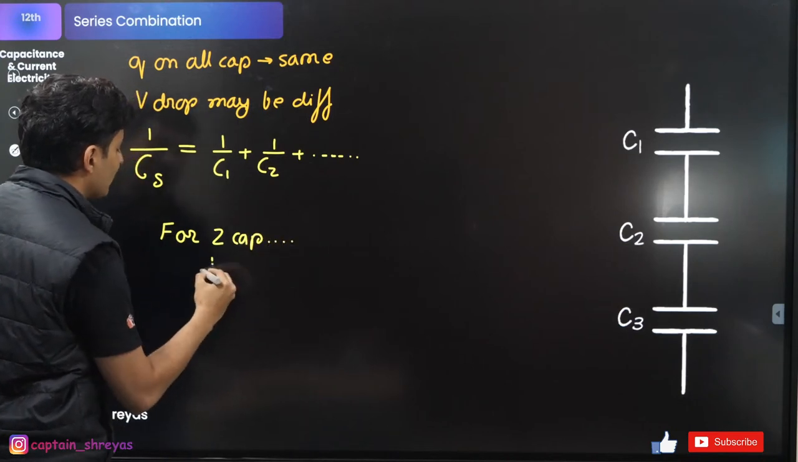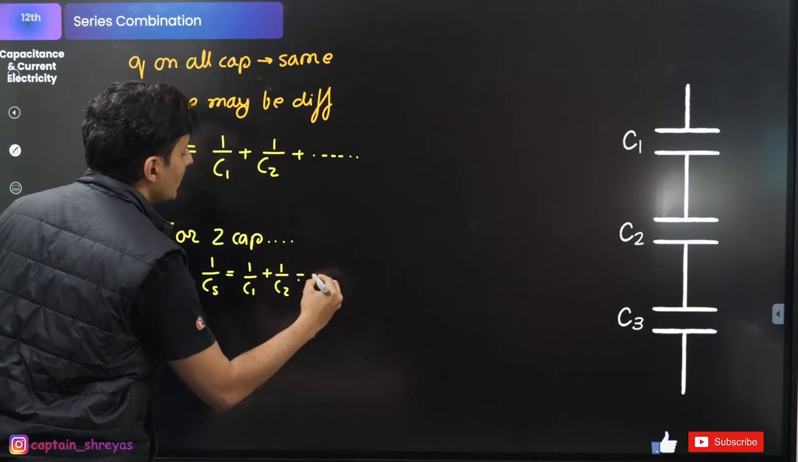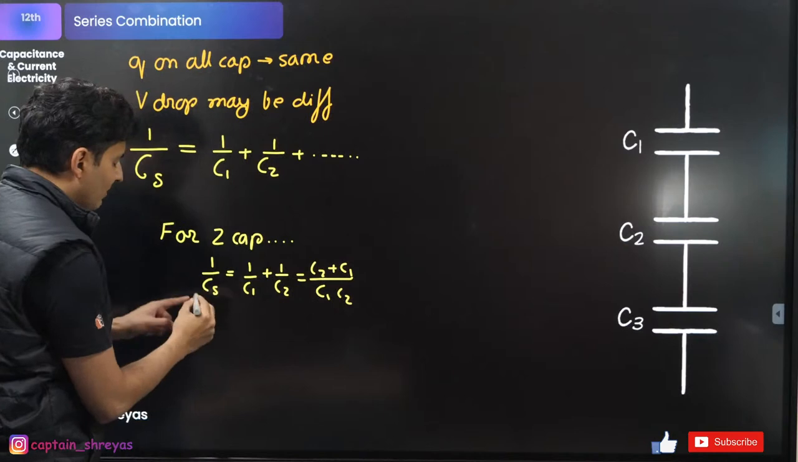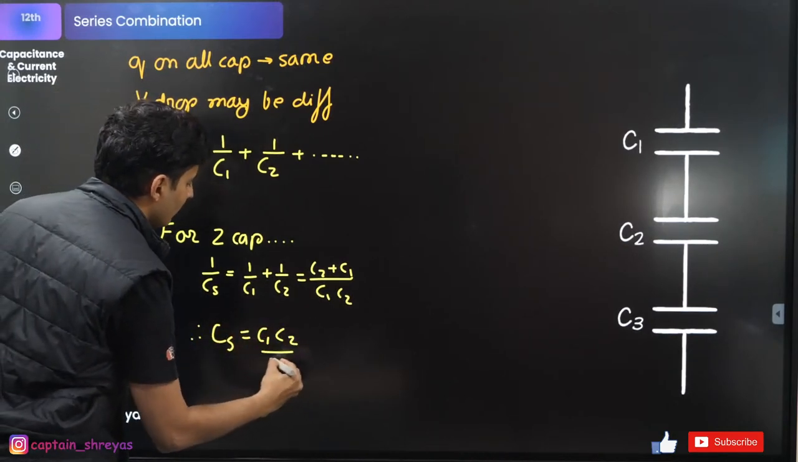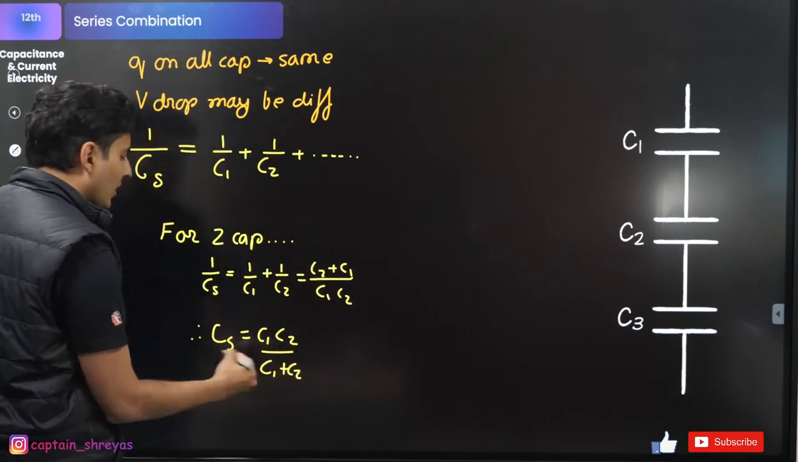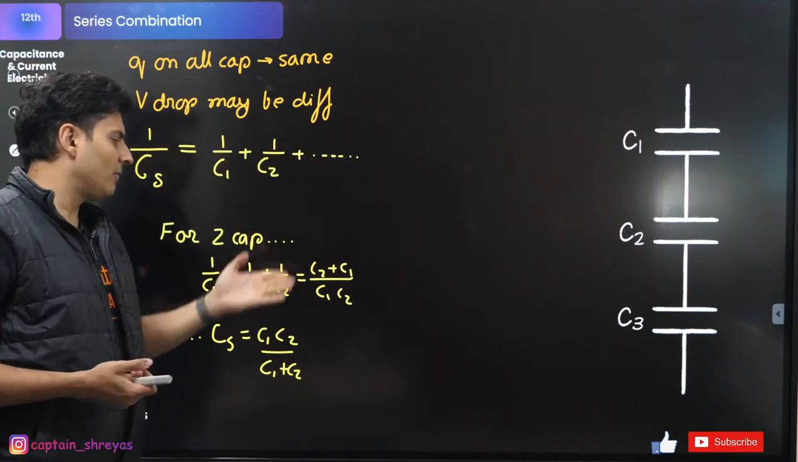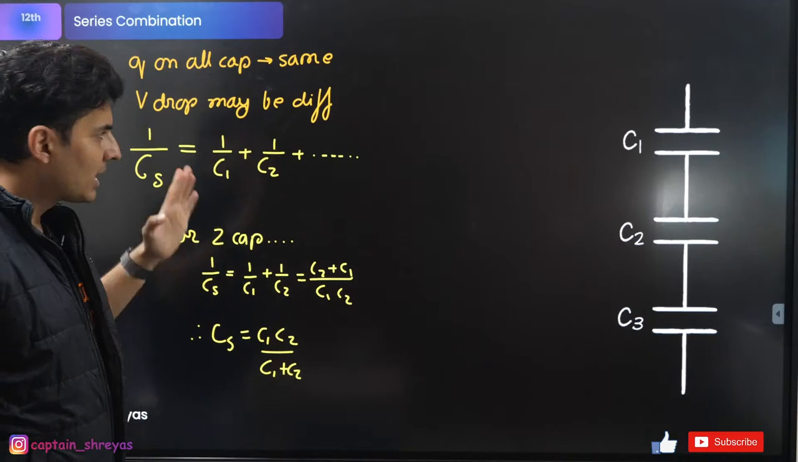For two capacitors, 1 by CS will be 1 by C1 plus 1 by C2. Taking LCM, C1, C2 and C2 plus C1, that is 1 by CS. Therefore, CS will be C1, C2 divided by C1 plus C2. So you can use this formula when you just have two capacitors. But when you have multiple of them, then you have no such formula. You have to solve it properly. Okay. I hope this is fine.